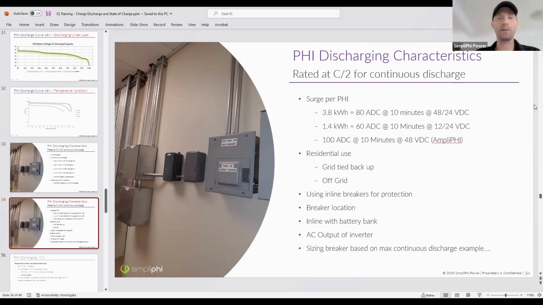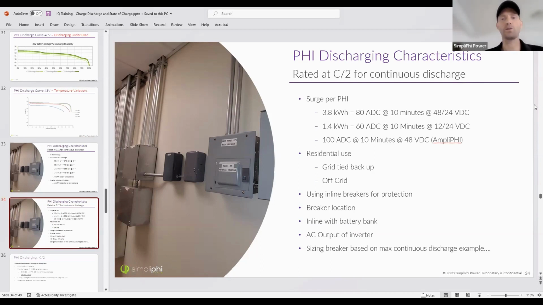You can use inline breakers for protection, and some people do incorporate DC breakers into their systems. The battery, of course, does have a 100 amp DC breaker built into it, but that's not a fail-safe for regulating at the appropriate continuous discharge rate of 40 amps. So you have to pay attention to that. Some people will install inline breakers for an extra level of protection. I'll talk a little bit about breakers in a minute.